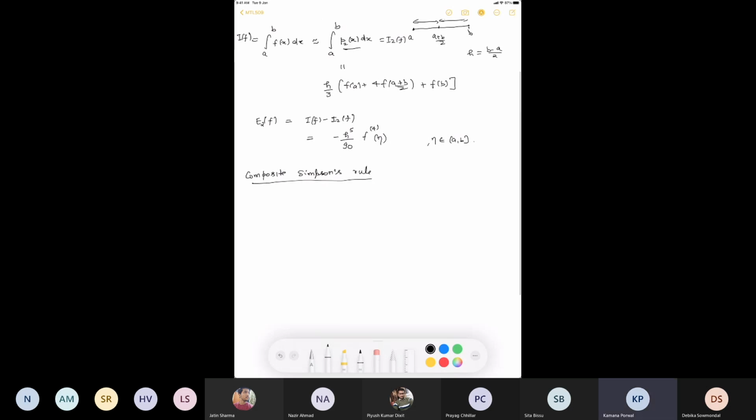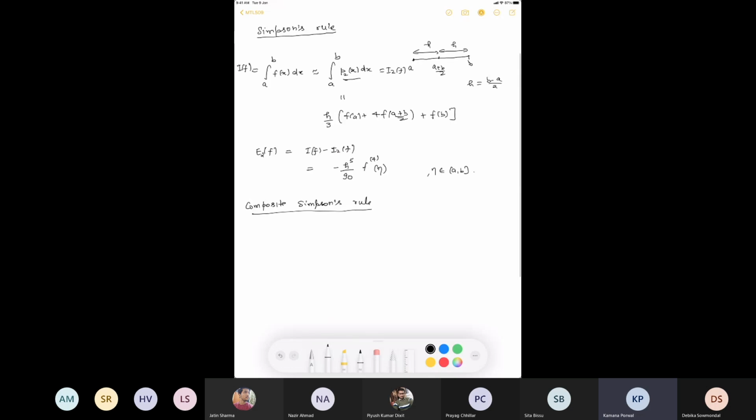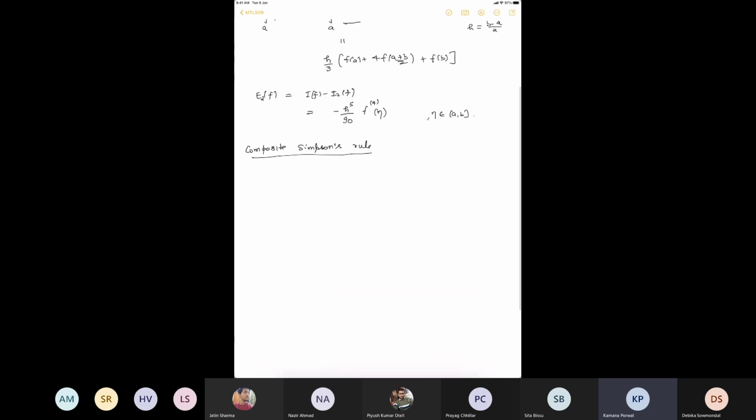So basically, the idea was that if your h is very large, or maybe the f is not close to a cubic polynomial, it can be any arbitrary function, then your error, if you use directly the Simpson's rule, is going to be large, right? This means that the approximate value which we are getting in I2F is not going to be very close to the IF, right?